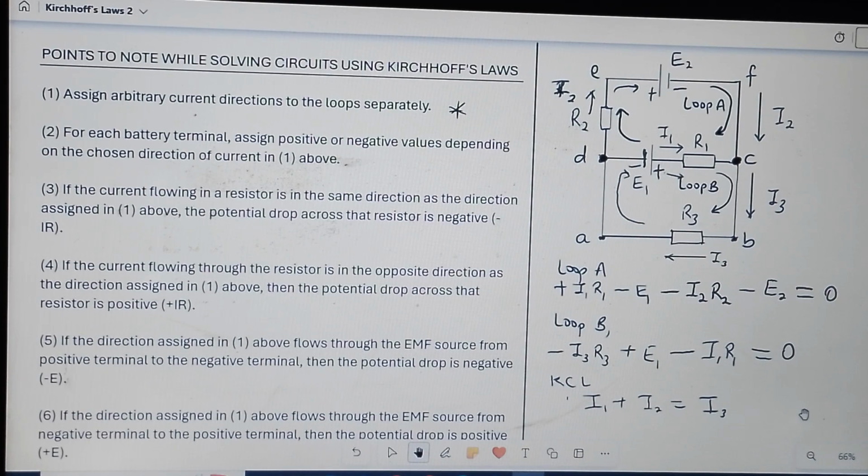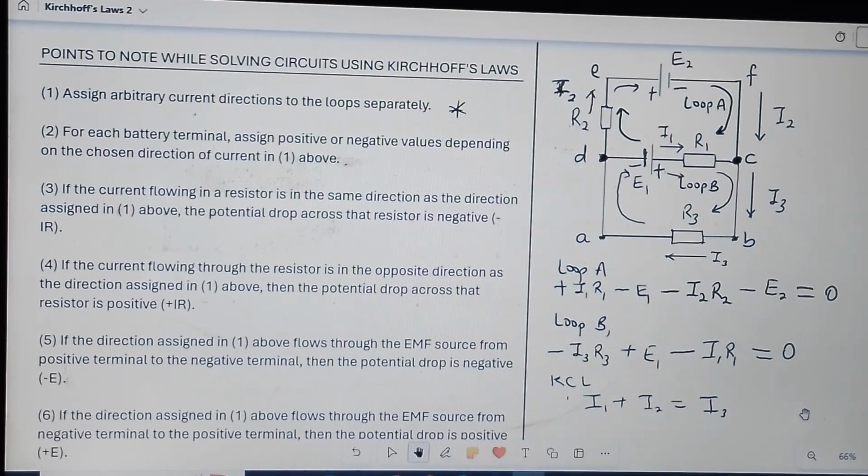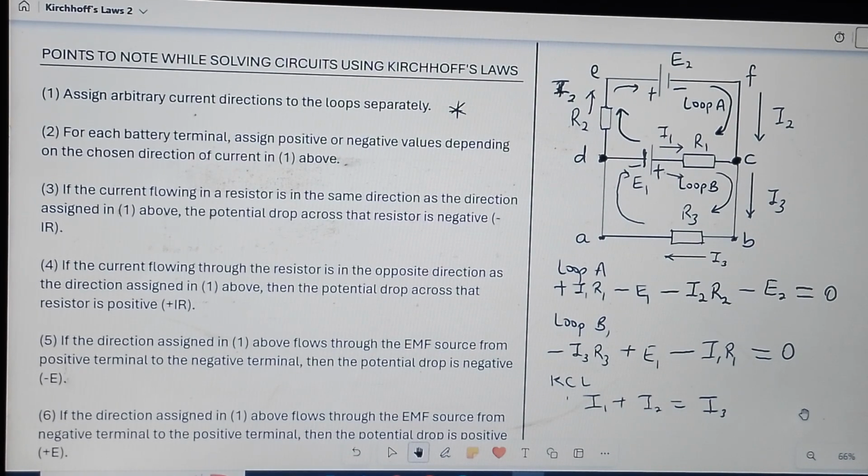Now, what we do after getting these equations, the next thing is to solve them simultaneously. Solve the equations simultaneously, then you proceed to get I1, I2, I3, E1, E2, as the case may be.